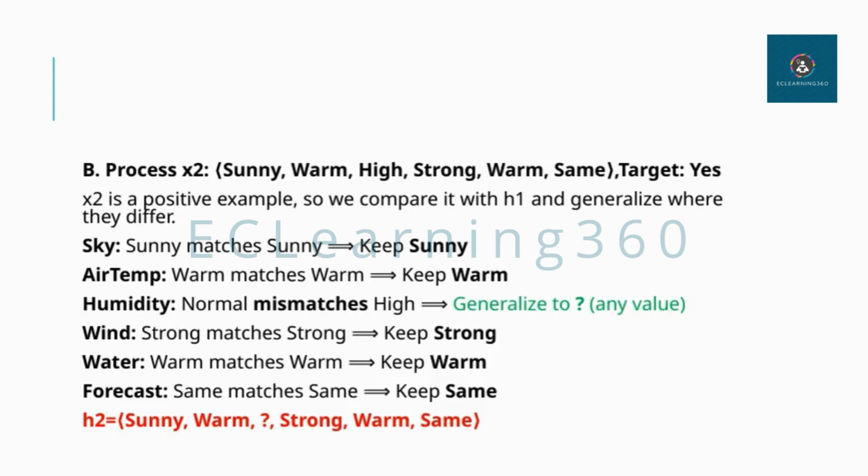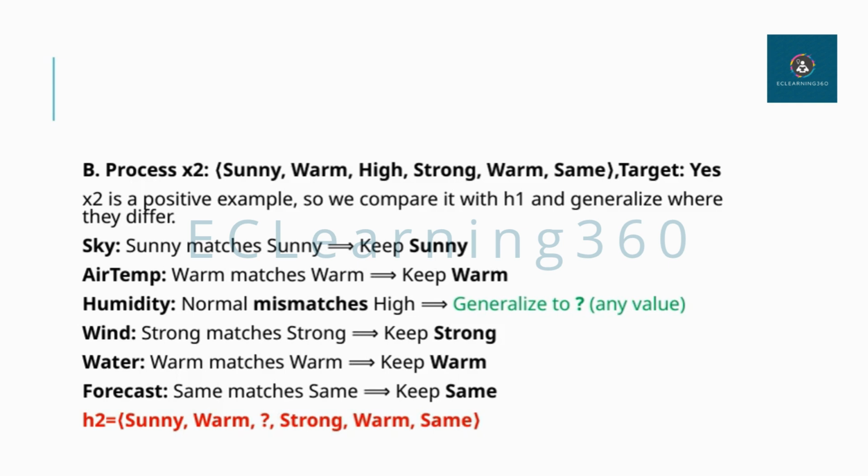Let's take a look at the process for updating our hypothesis with this positive example. We start with the example data: sunny, warm, high, strong, warm, same, and the target is yes. Since this is a positive example, we compare it to our current hypothesis, H1, and see where they differ. For each attribute, if they match, we keep that value in our new hypothesis. If they differ, we generalize that attribute to a question mark, indicating any value is acceptable.